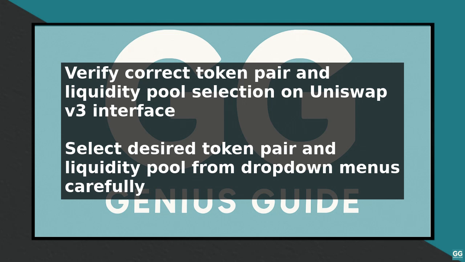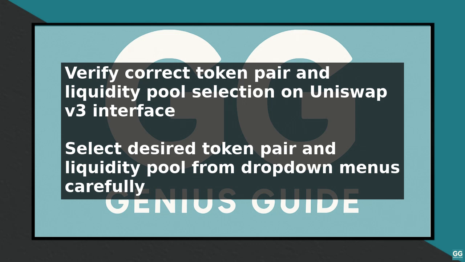Another common issue on Uniswap V3 is the insufficient liquidity error. This occurs when there is not enough liquidity in the pool to facilitate a trade. To resolve this, you can try increasing the slippage tolerance or using a different liquidity pool with more liquidity.